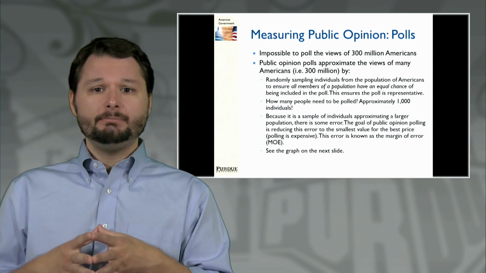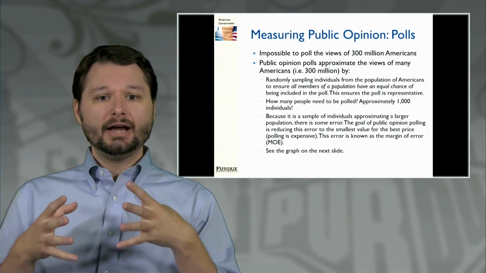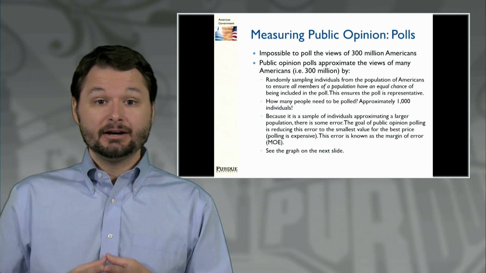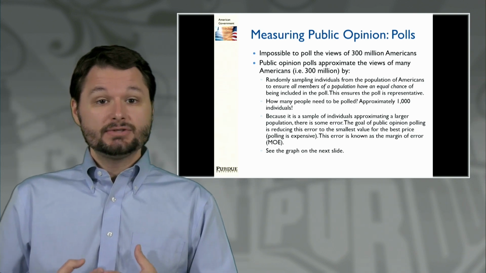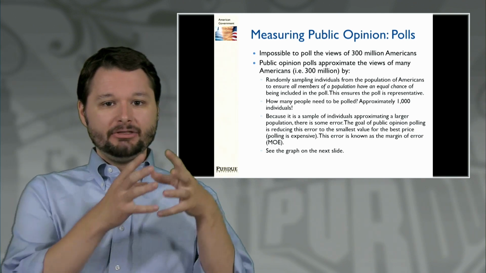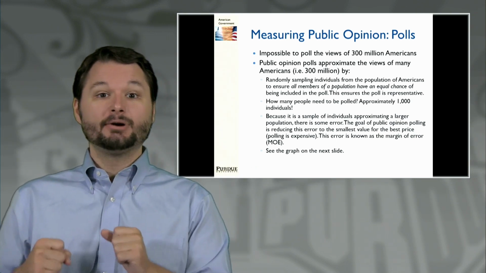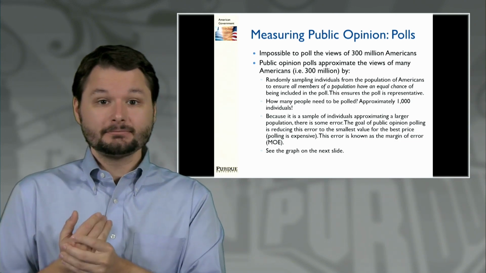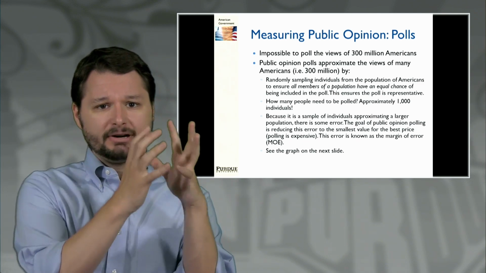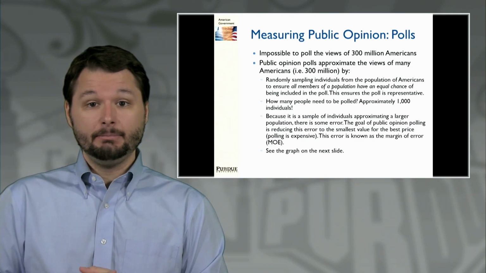So the goal of public opinion polling is to reduce this error to the smallest value for the best possible price available to pollsters. Polling the public is quite expensive from a monetary perspective. It takes a lot of resources. So public opinion pollsters have to balance the need to accurately represent the views of 300 million Americans, while at the same time ensuring that they're not breaking the bank, figuratively, by putting a poll in the field. This error between what the sample represents and what the larger population of opinions represents is known as the margin of error in a poll.